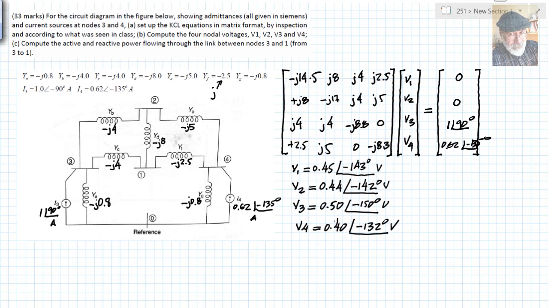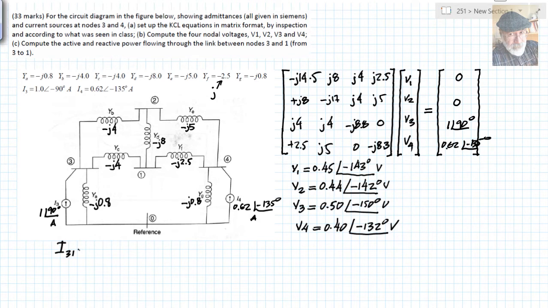Now for part C, we need to compute the active and reactive power flowing through the link between nodes 3 and 1. I will validate it as correct if you compute the power entering this link from bus number 3. That is the voltage V3 times the complex conjugate of the current flowing from 3 to 1. Let's compute that current.